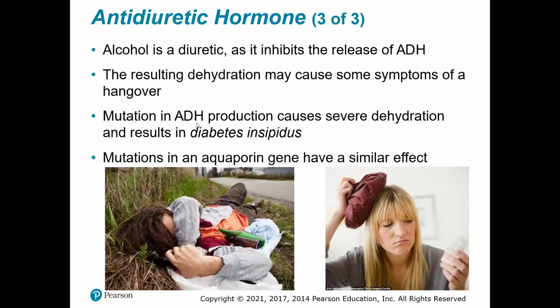The other condition that involves ADH is something called diabetes insipidus. The term diabetes means excess urine production, and diabetes insipidus is when there's a problem with ADH, either in the secretion of it, that it doesn't produce enough, or that the receptors aren't responding to ADH. And that can cause a person to basically pee out too much water.